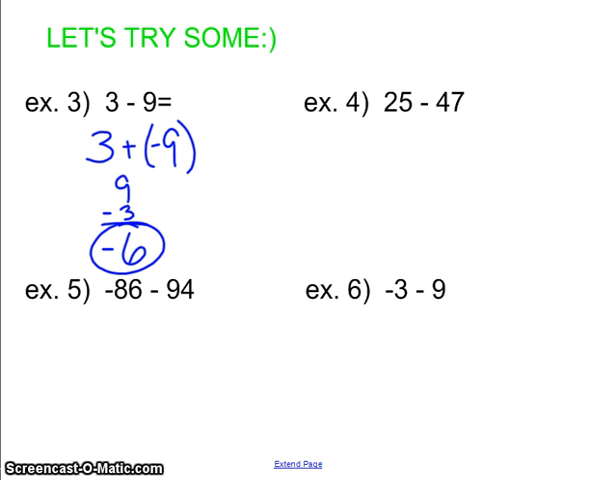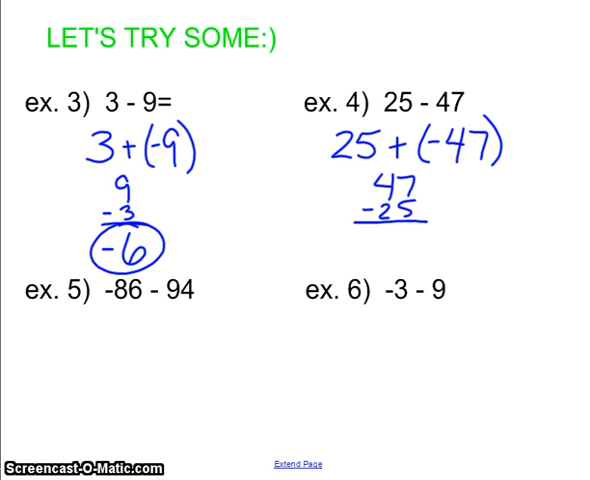Example 4, 25 minus 47. Again, we can change that into a 25 plus -47. 47 is larger, so we're going to start with that and take away our 25. 7 minus 5 is 2. 4 minus 2, another 2. And now the 22. Is it a positive 22 or is it a negative 22? Hopefully you're saying to yourself or the computer -22, and that would definitely be the correct answer.